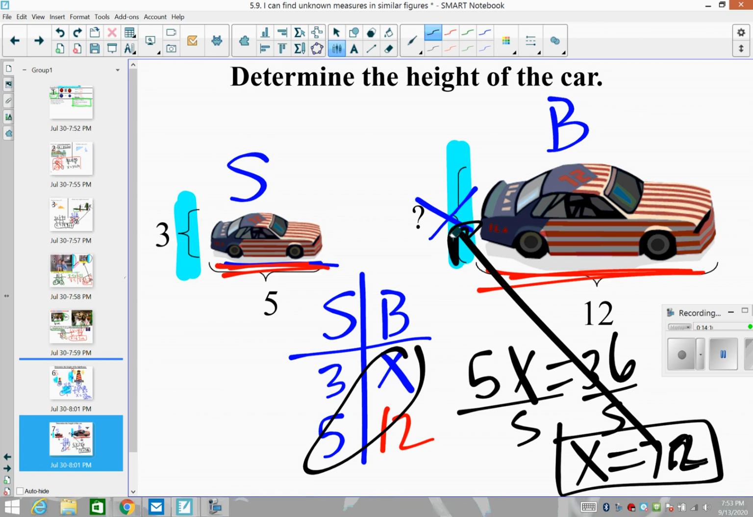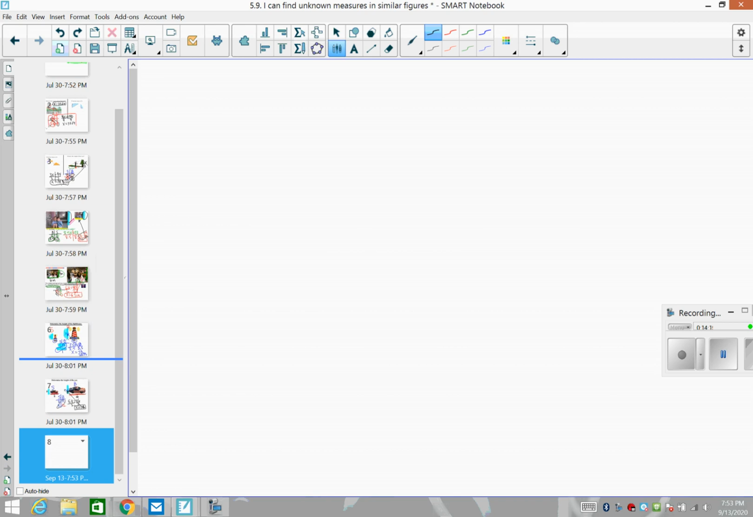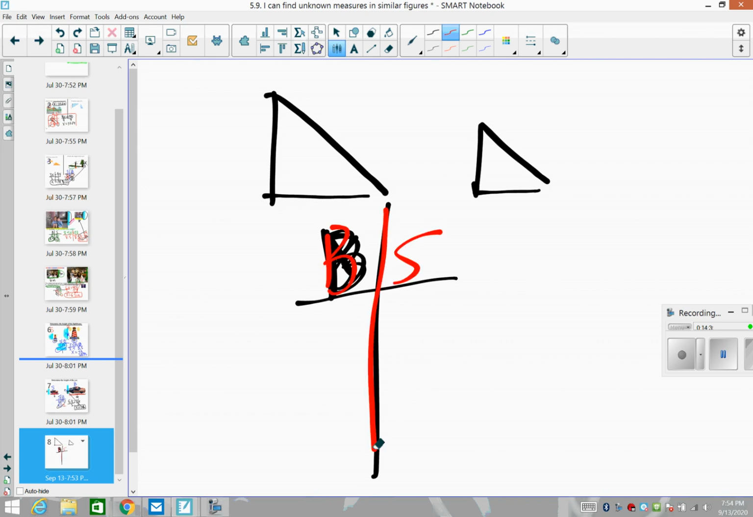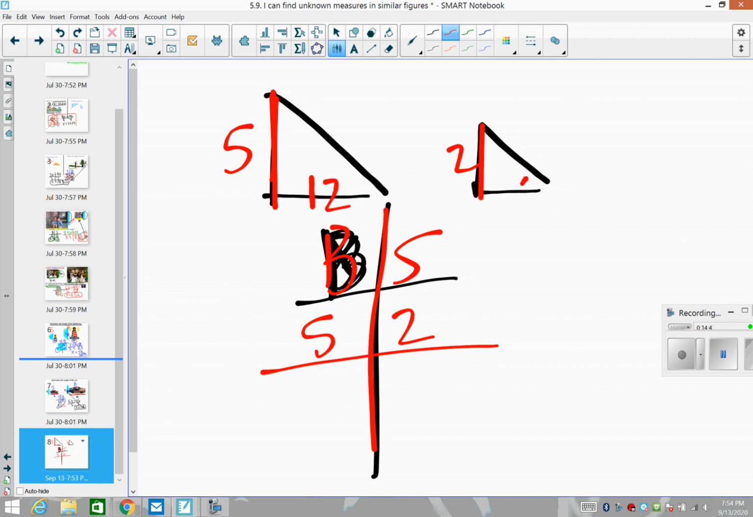All right, so in summary today, our learning target is basically about similar figures. The idea is basically if you have a big triangle and you have a small triangle, that you line up corresponding pieces. So big triangle compared to small triangle. You could line up corresponding pieces. So if 5 goes with 2, we line them up. And if 12 goes with x, we line them up. And then we take cross products. So that's the key of today's work in corresponding parts.